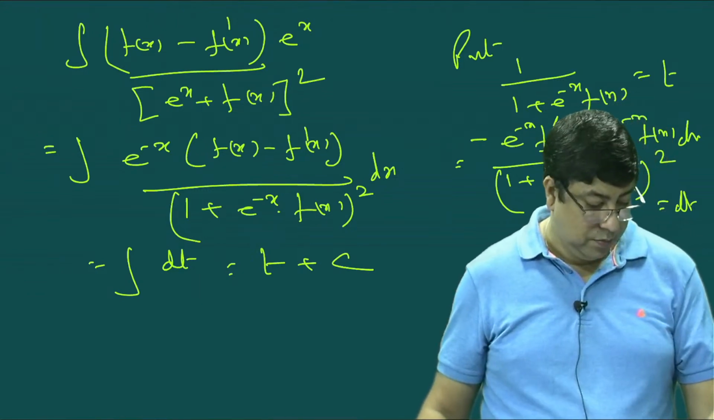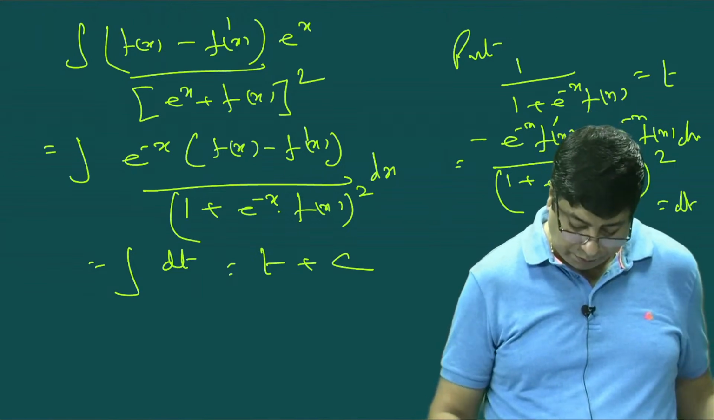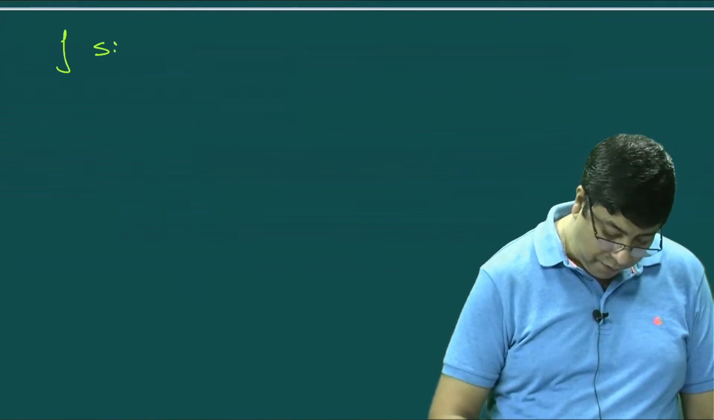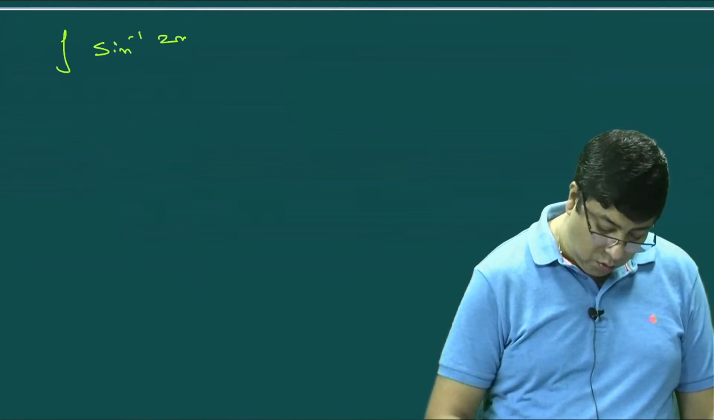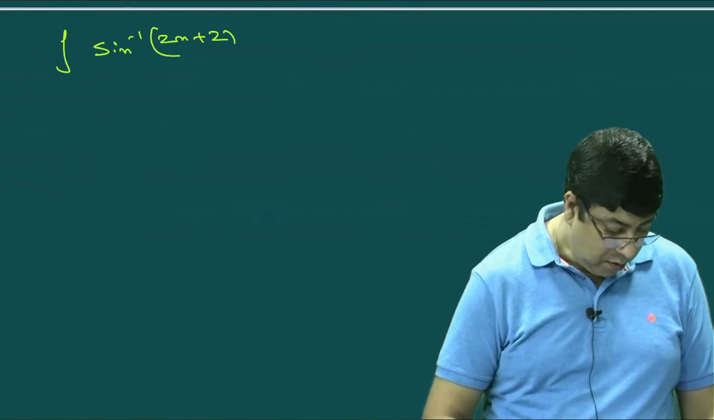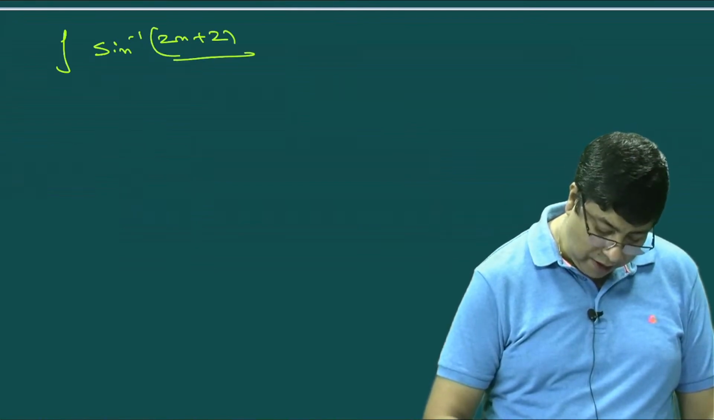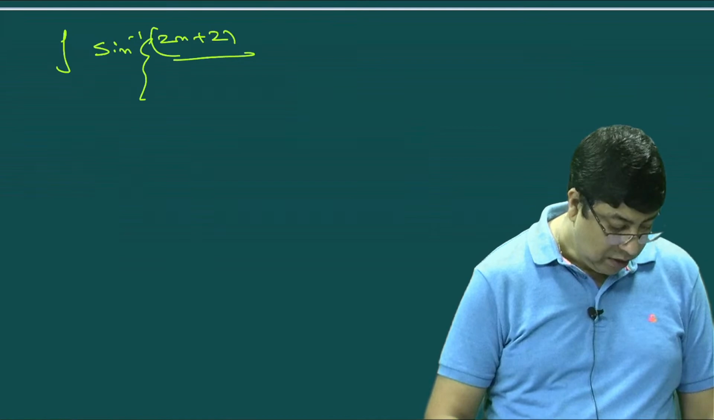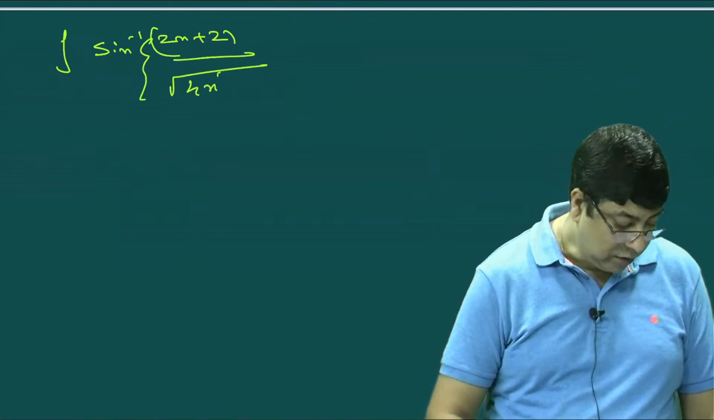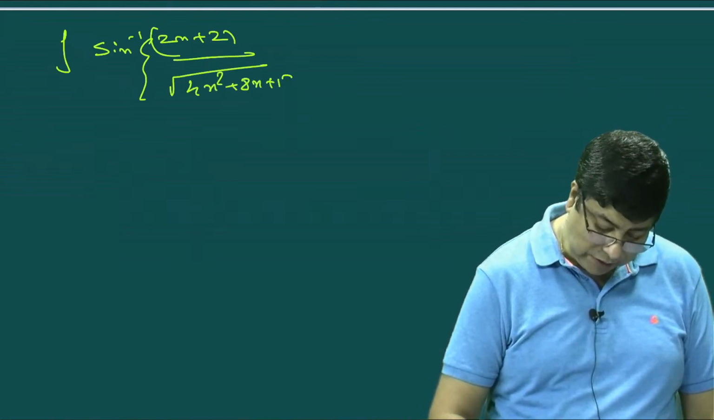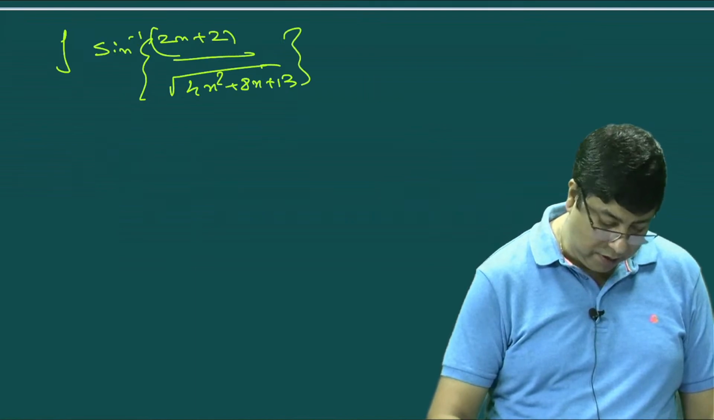One more sum. Let's solve one more sum. Integration of sine inverse of (2x plus 2) total divided by root over of 4x square plus 8x plus 13. What to do for this integral?